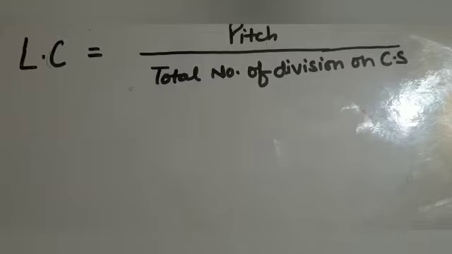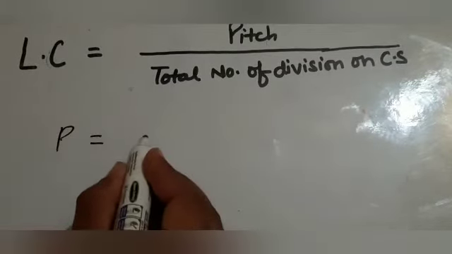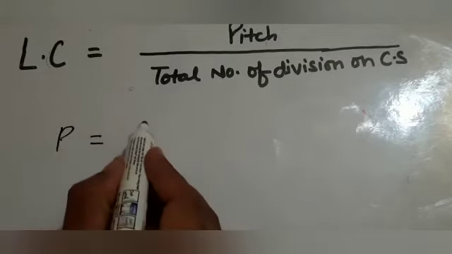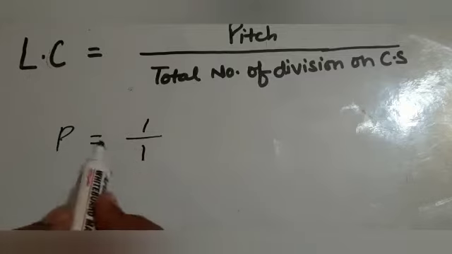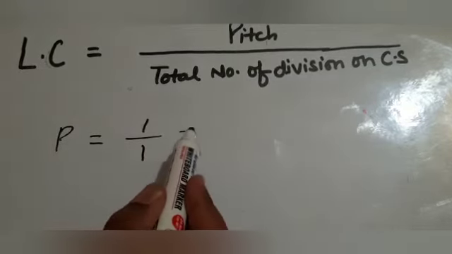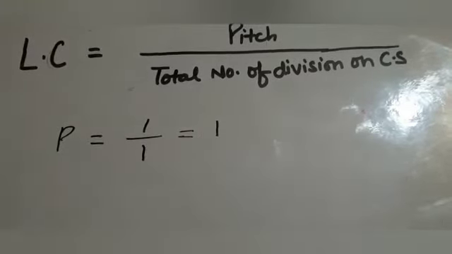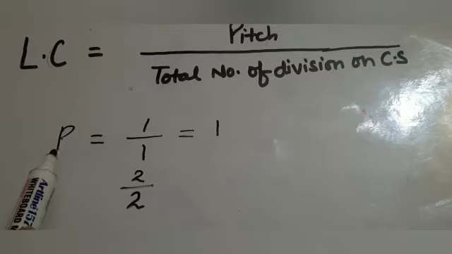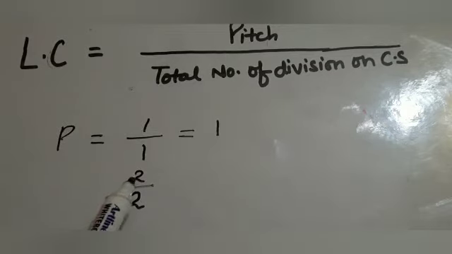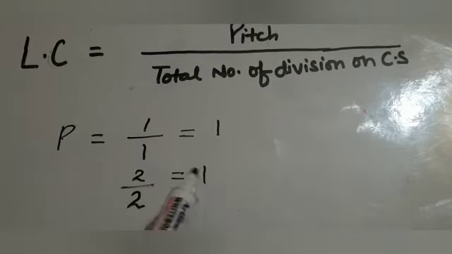So, as we have the formula, pitch is equal to distance moved by the screw upon number of full rotations. For one full rotation, the distance is 1 millimeter, so the pitch is equal to 1. If we take two full rotations, the distance moved will be 2 millimeter. As we all know, pitch is equal to distance moved upon number of full rotations. The number of full rotations is 2, and the distance moved is 2, so the pitch is equal to 1.